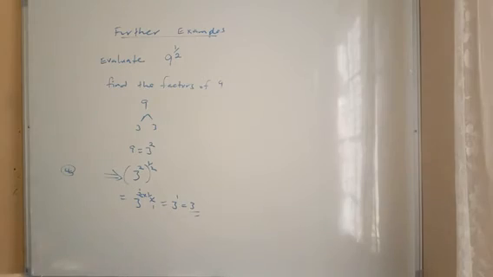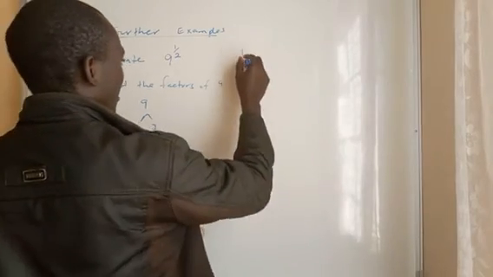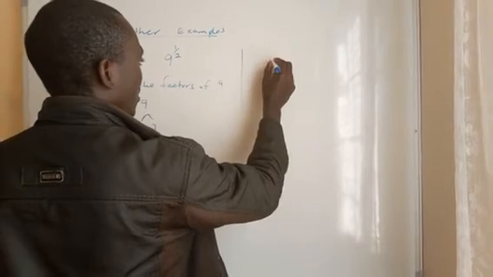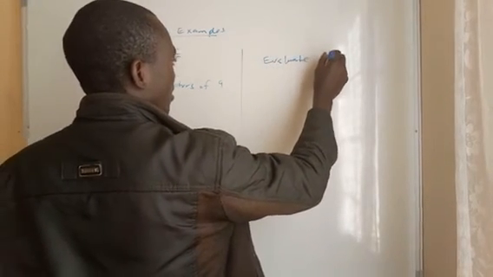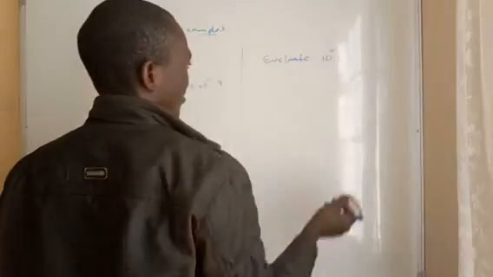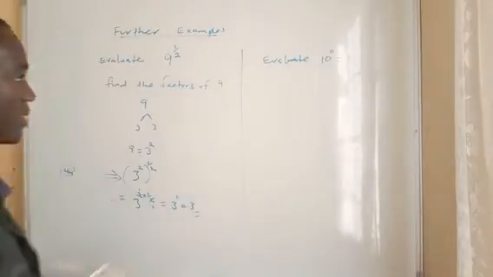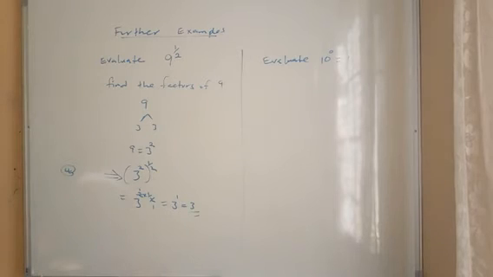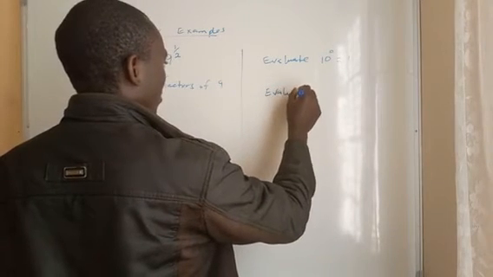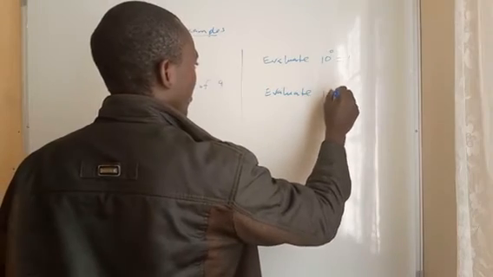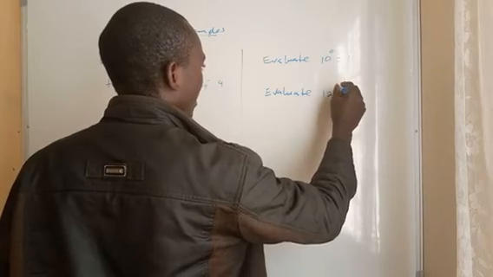They are also saying evaluate 10 power 0. Oh yes, we know that any number raised to power 0, the answer is 1. 1, just as simple as that. They also want us to evaluate 125 raised to power a third.